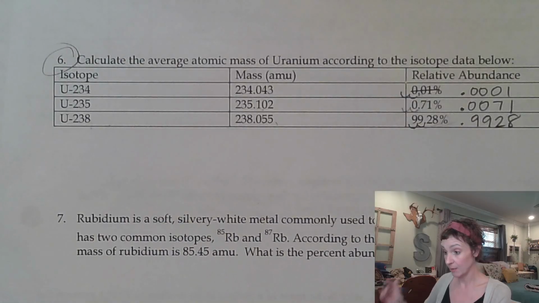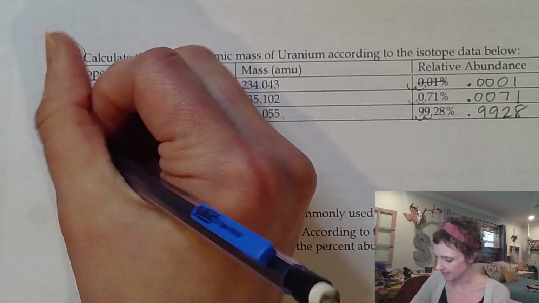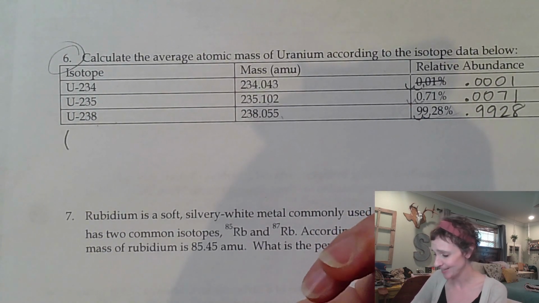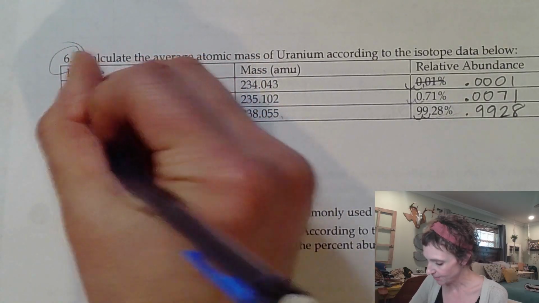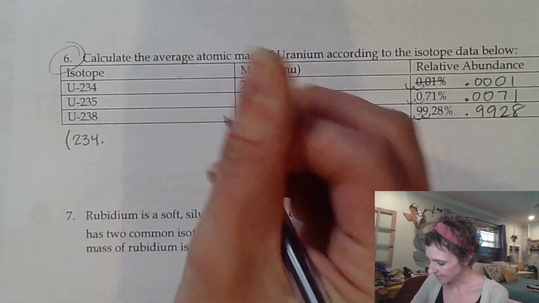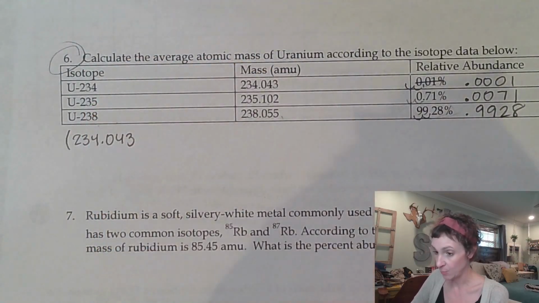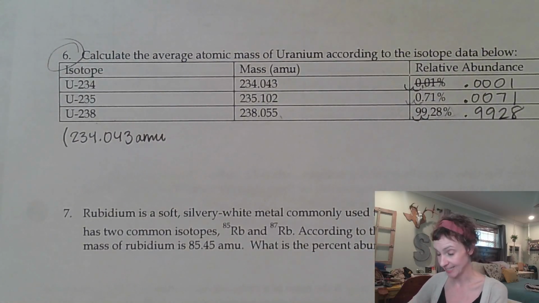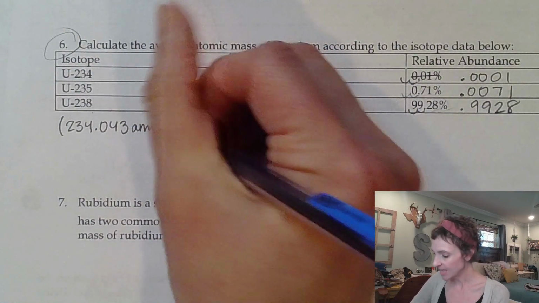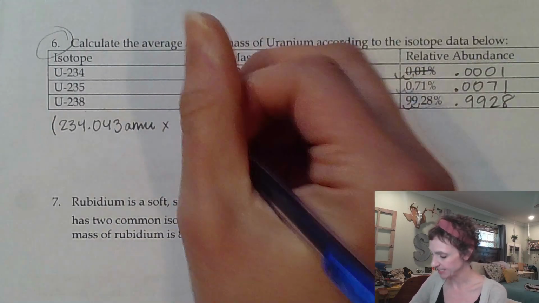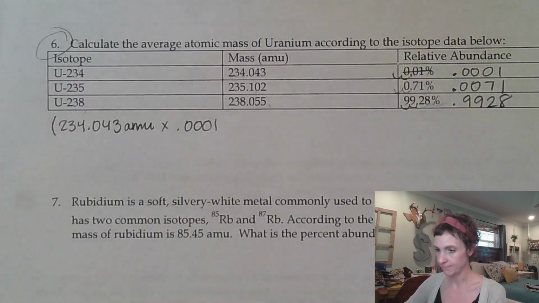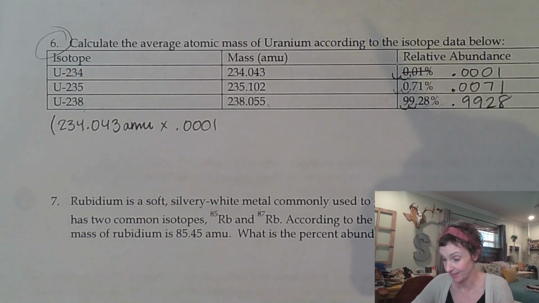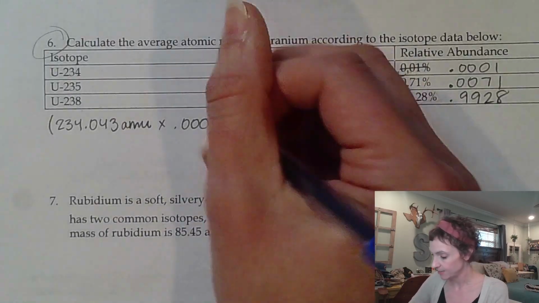Okay, are you ready? Here we go. We're going to do our work for each isotope. It's going to take up a little bit of space, but that is super fine. So I have 234.043. And once again, these are measured in AMU. That is a unit that needs to go with that number, right? And I multiply by his teensy tiny percent, 0.0001. That does not need a unit because that is just a percentage, right? This is not grams. This is not liters, okay?